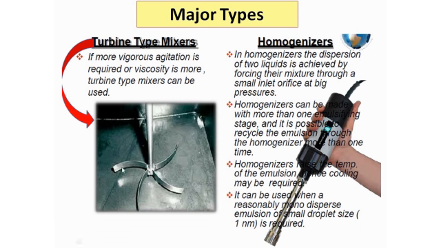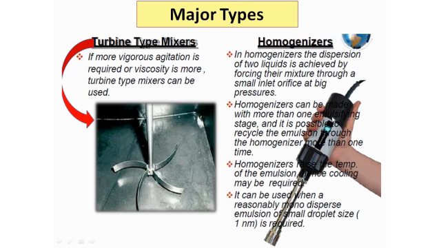So this is the turbine, you see, this is a turbine, this is the rod, right? If more vigorous agitation is required, you can use this turbine type. The next one is the homogenizer. This is the hand homogenizer, you can hold it in your hand. So nothing is there actually. Technically there is a motor.